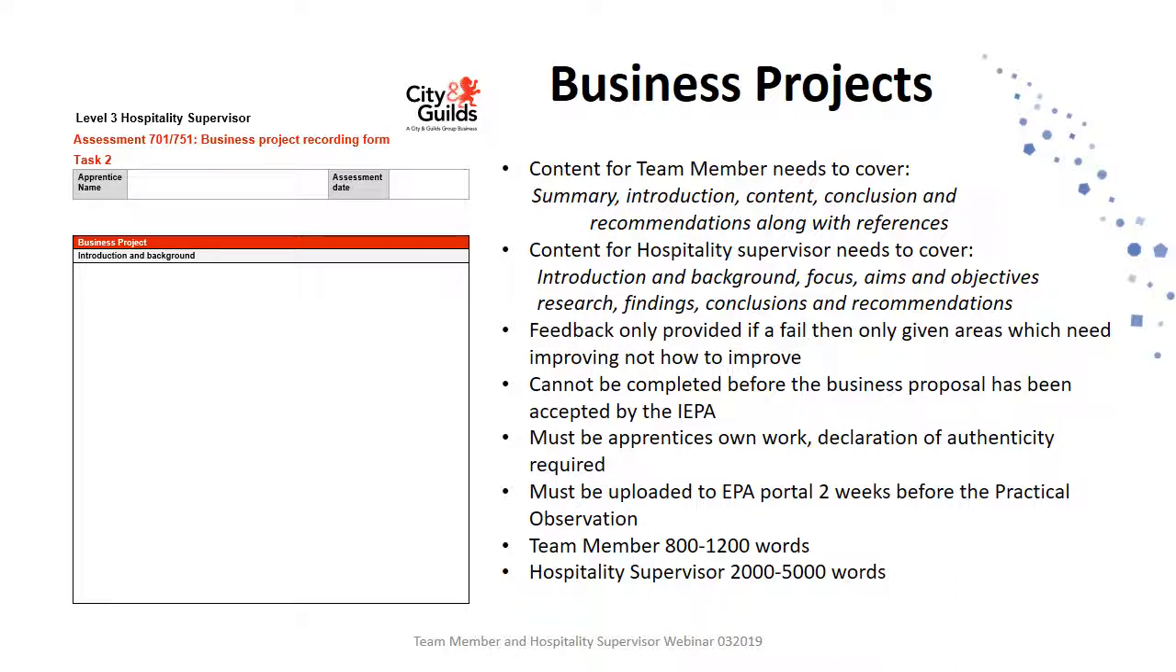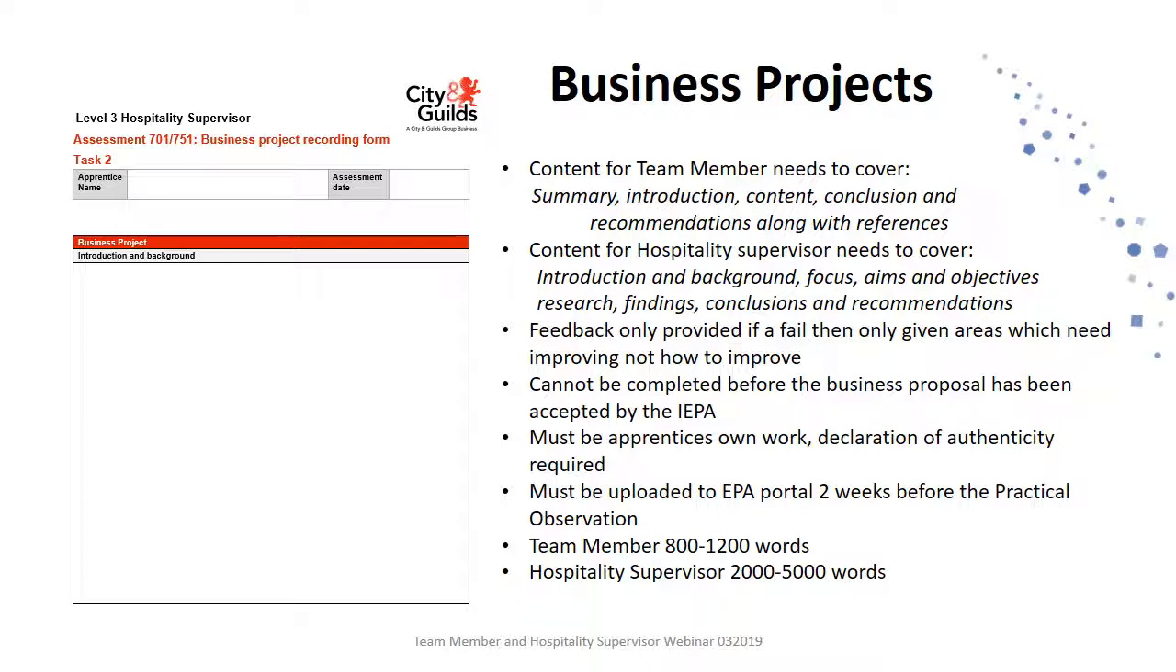PowerPoint presentations are requested not to be used, as this appears to be limiting the content of the actual business project. The apprentice will also need to be given the pass and distinction criteria so they know exactly what they are trying to cover. These criteria, though, should not be used as bullet points or questions to be answered, but are the content that needs to be met within the business project.